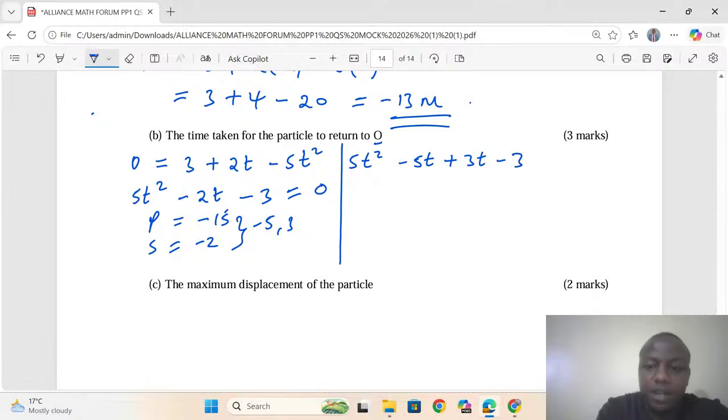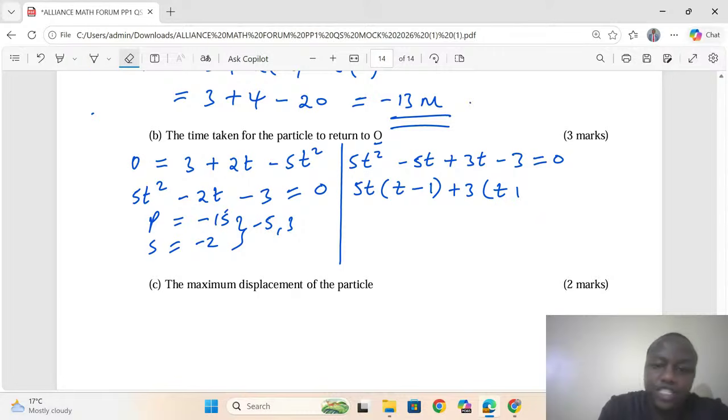Minus 3 equals 0. From the first two, 5t, we remain with t minus 1, then plus 3. We remain with t minus 1 equals 0, and 5t plus 3 equals 0.